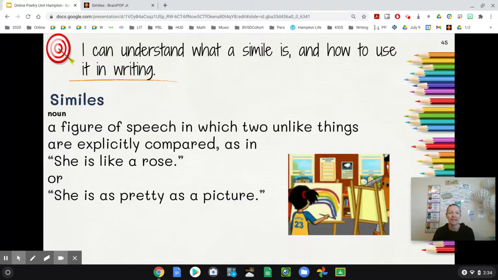All right. So, go ahead and find your learning target. Pull your bow and arrow way back on two. 1, 2. I can understand what a simile is and how to use it in writing. Woo! So, a simile, maps, is a figure of speech in which two unlike things are explicitly compared, as in, she is like a rose, or she is as pretty as a picture.